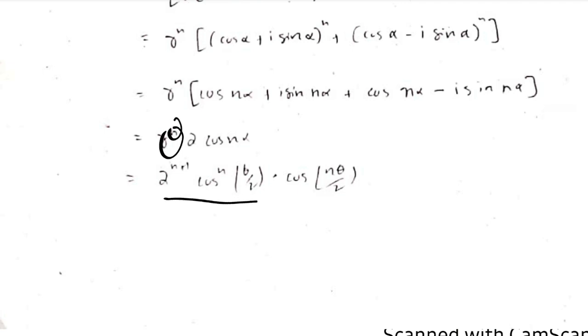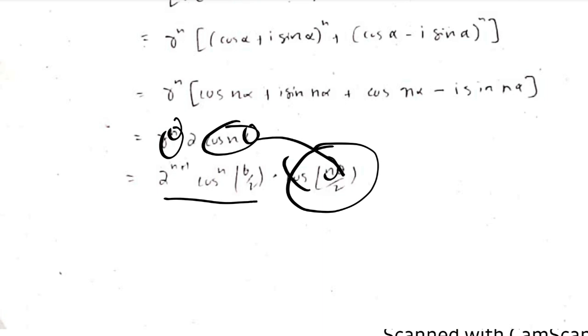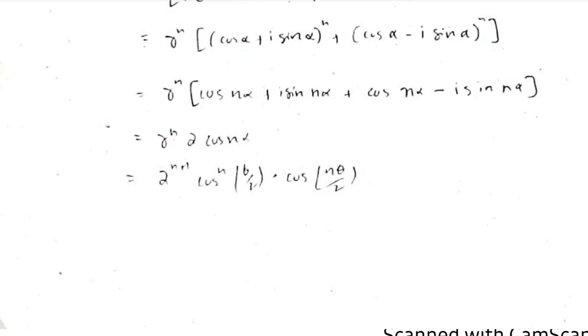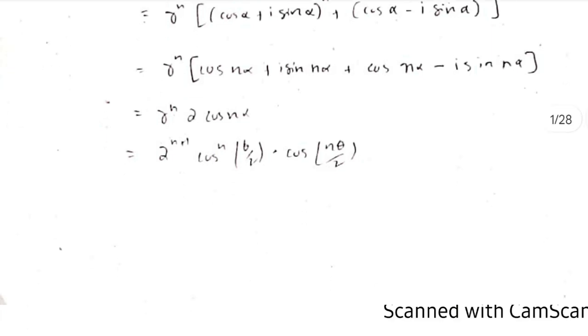At that time we will get these two terms, and this is from this term. Alpha is theta by 2 and n is here and it is the cos term. So this is what we had to prove in the given question. Just apply the formula and follow the steps, and the questions under De Moivre's theorem mostly come under this type.